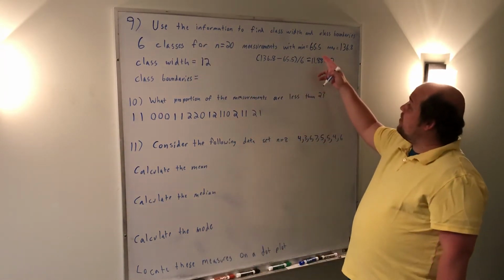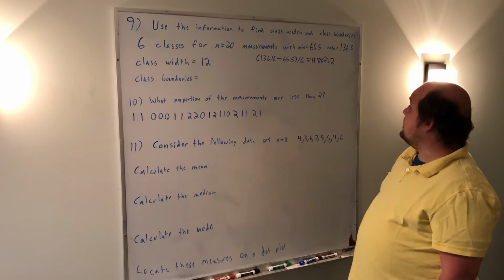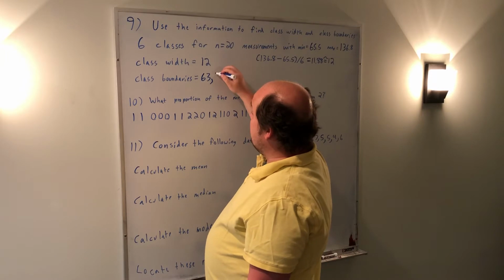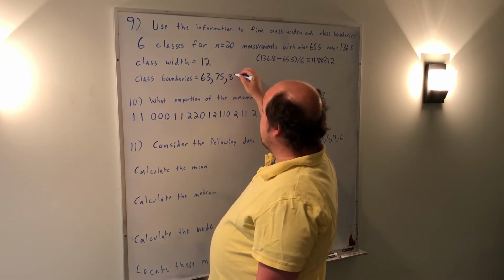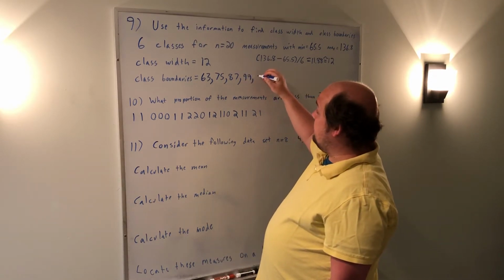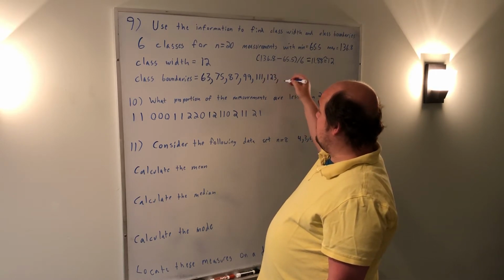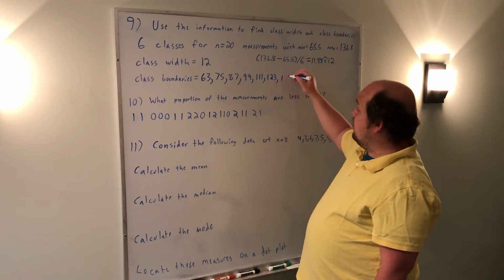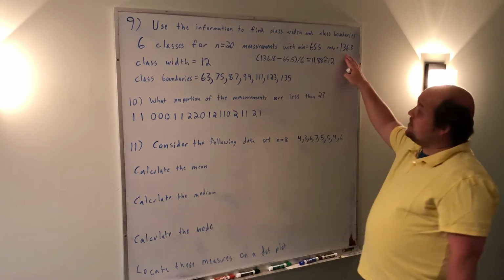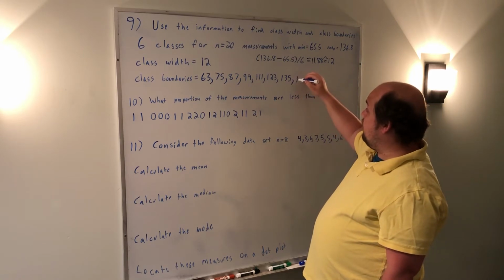So we need to start at the nearest multiple of 3 that's less than the minimum. So I'm going to start this at 63. From 63, I'm going to add 12 to get to 75. Plus 12 is going to get me to 87. Plus 12 gets me to 99. Plus 12 gets me to 111. Plus 12 gets me to 123. Plus 12 gets me to 135. Since our max is greater than that 135, we're going to have to go one more. So that's going to give me 147.